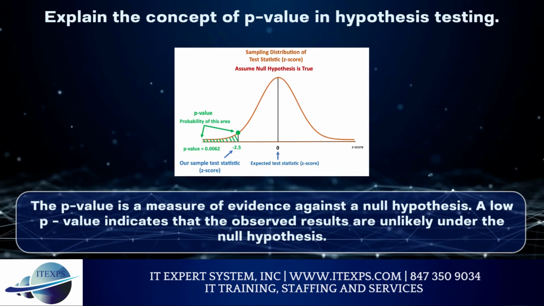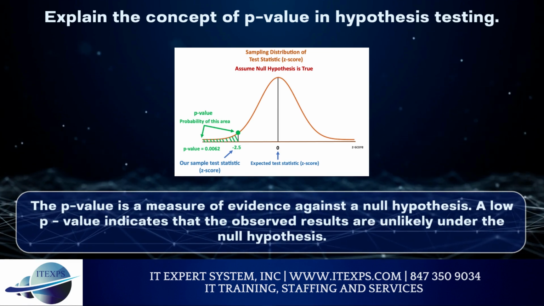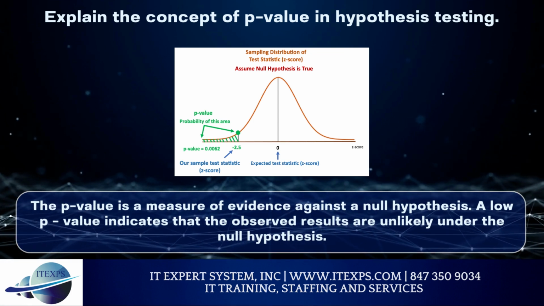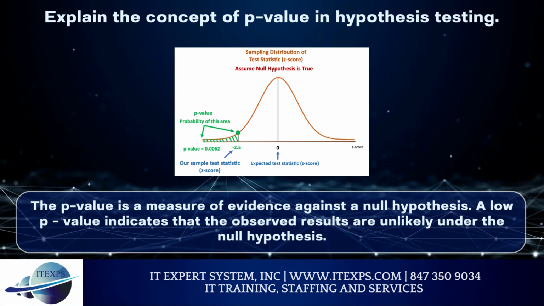Explain the concept of p-value in hypothesis testing. The p-value is a measure of evidence against a null hypothesis. A low p-value indicates that the observed results are unlikely under the null hypothesis.